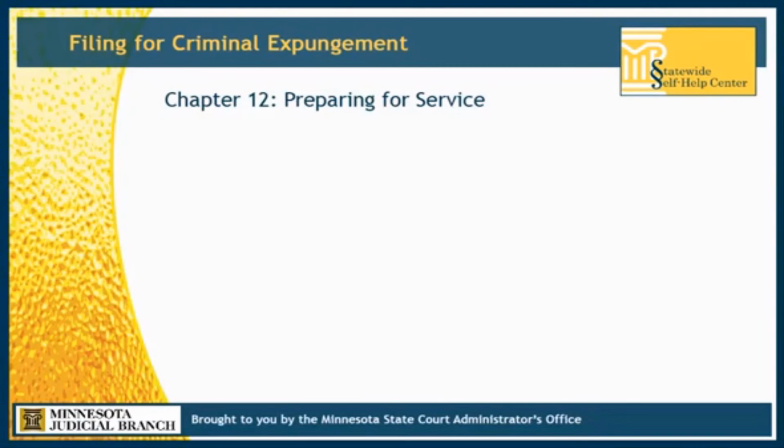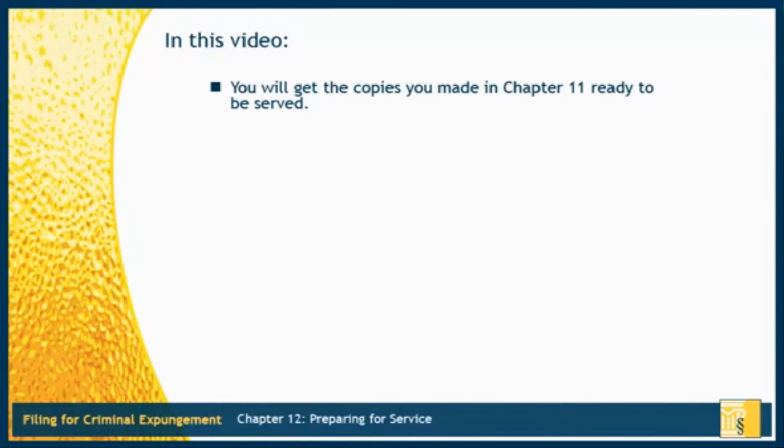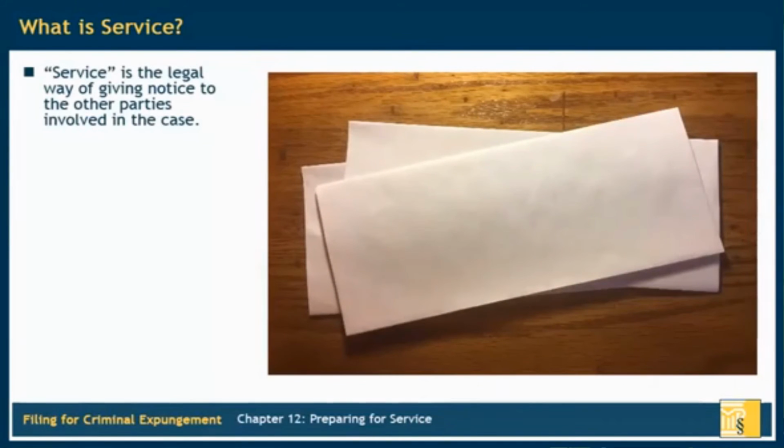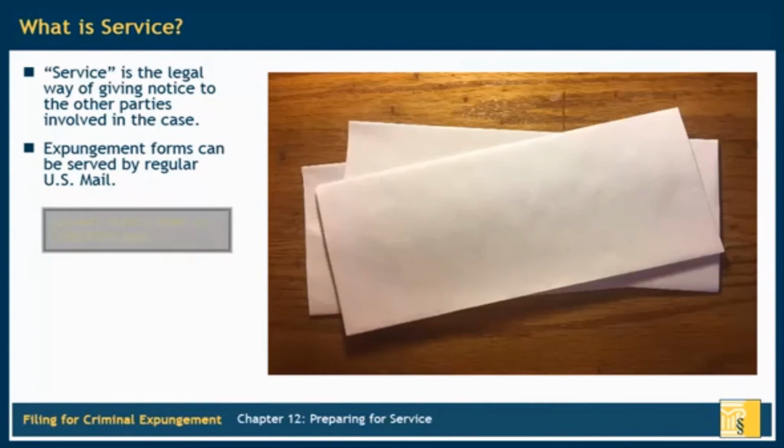Chapter 12. Preparing for Service. In this chapter, you will get the copies of your forms ready to be served. Service is the legal way of giving notice to the other parties involved in the case. Your expungement forms can be served by regular U.S. mail. They should not be sent by certified mail.